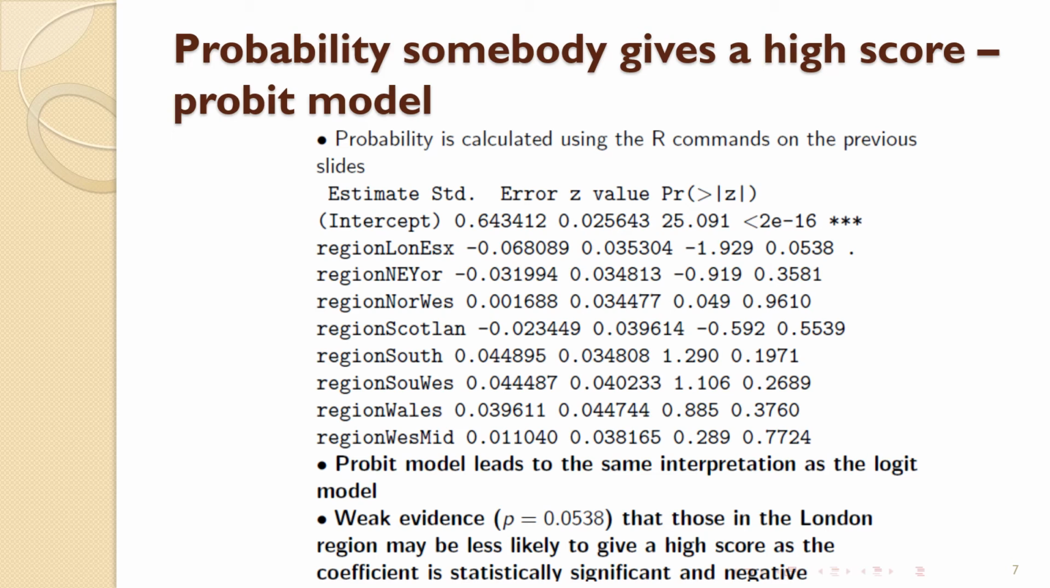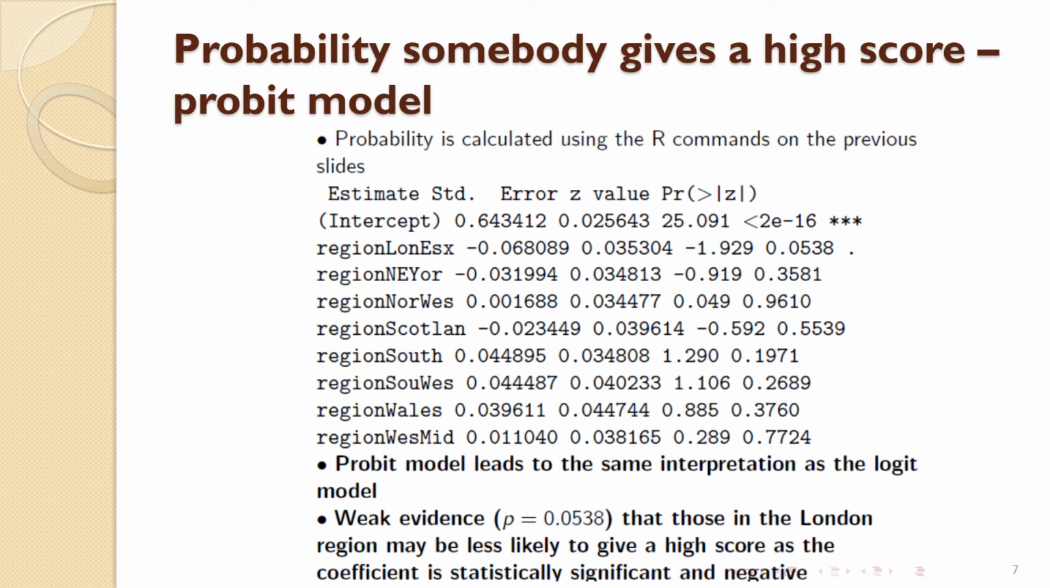So work it out going from left to right. So the coefficient of the London Essex region is negative and marginally statistically significant. This would usually be interpreted as weak evidence, p equals 0.0538.